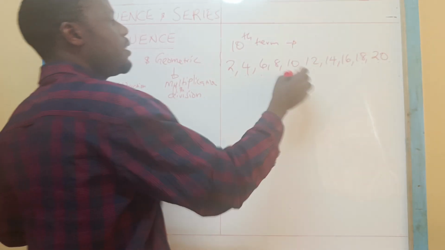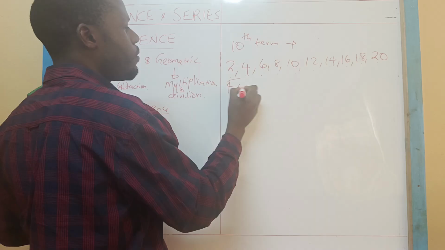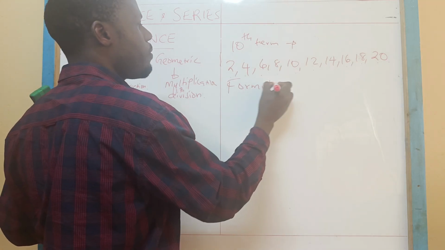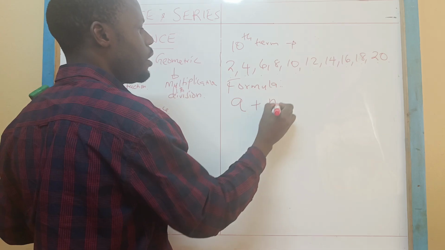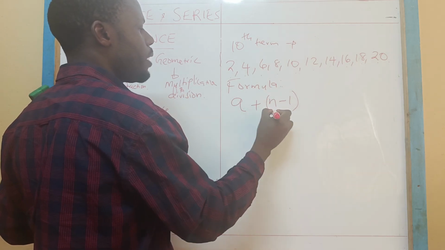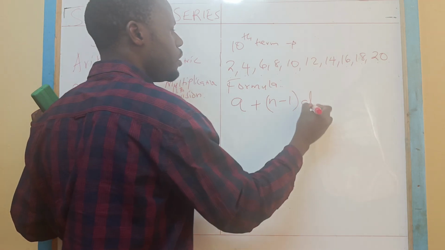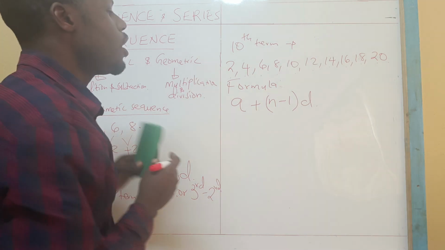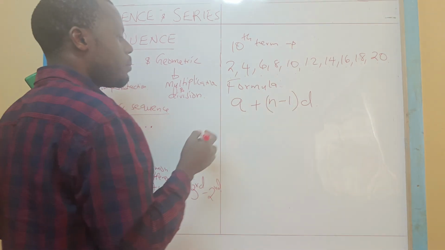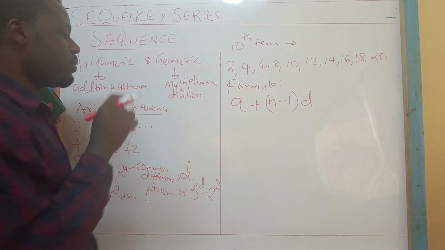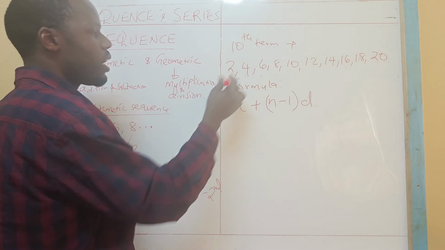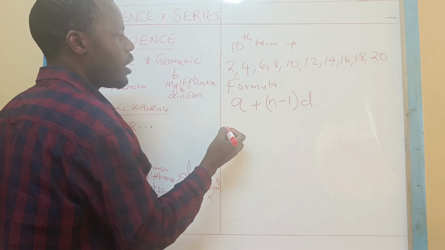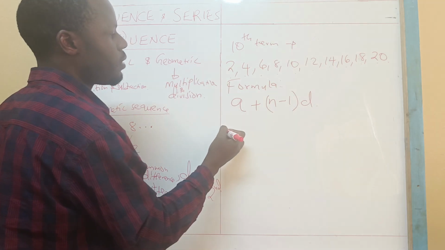Now, instead of writing like that, we can use a formula, and I want to write it here. It is a plus n minus 1 times d. If you use this formula, you find the nth term of that sequence, specifically for an arithmetic sequence. Let us use this example to see whether we have the correct answer.